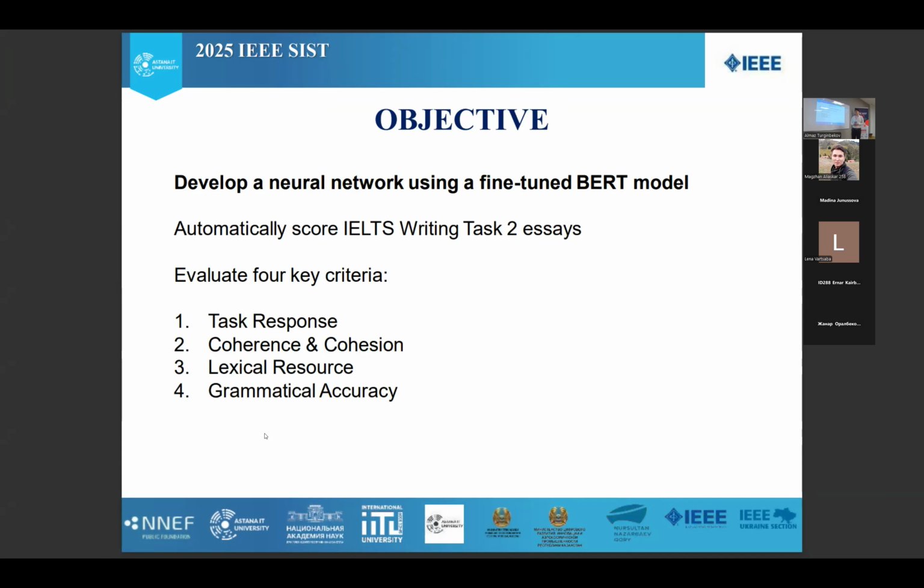Then, with the help of the transformer model, we developed a neural network, and our model will automatically score IELTS Writing Task 2 essays and evaluate them on 4 criteria, as in the official scoring criteria: task response, coherence and cohesion, lexical resource, and grammatical accuracy.